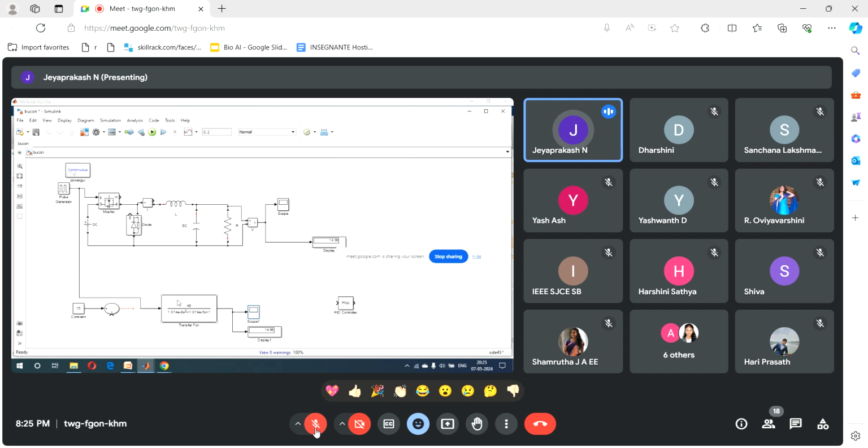Now I am going to introduce the controller. I am going to introduce the PID controller. Up to this point we have discussed only the open loop system. Now I am going to introduce the controller, which comes under the closed loop.